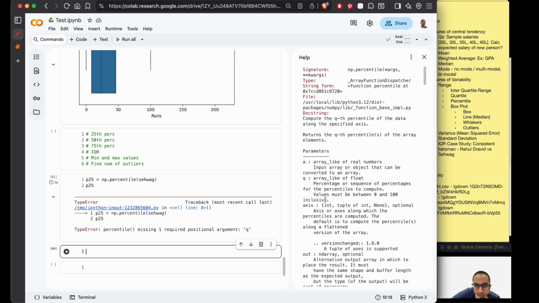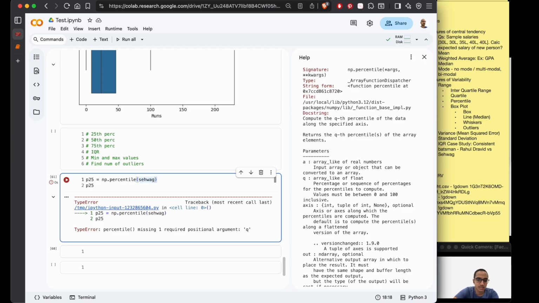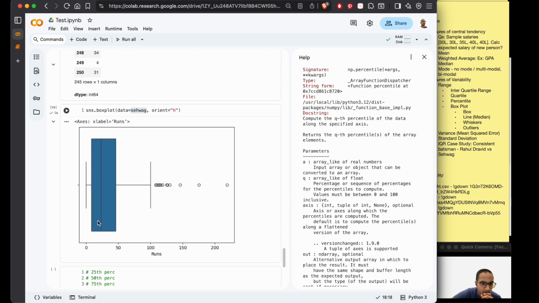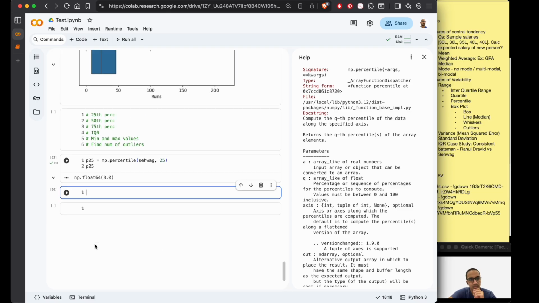Array like or float, percentage or sequence of percentages. Okay, yeah, so we didn't give it what percentile we want, right? So this should be the 25th percentile. So the 25th percentile is around 8. If you see here, we estimated 10, so it's pretty similar.